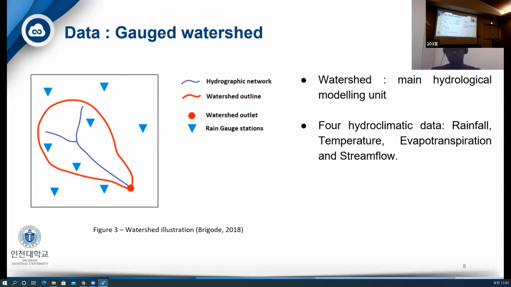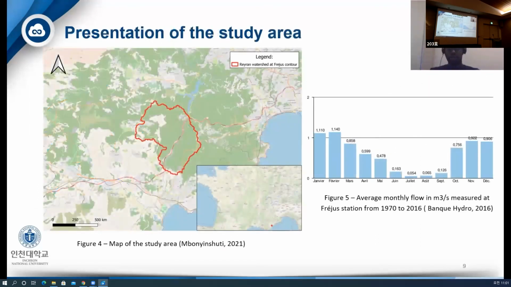So the conceptual model used requires four hydroclimatic data, namely the rainfall, the temperature, the evapotranspiration, and the streamflow. Evapotranspiration can be inferred from the temperature, as we'll see next. So a watershed has been chosen for the study case. This 73 square kilometer watershed is located in the south of France and has the advantage of having three weather stations closely located nearby the watershed itself.